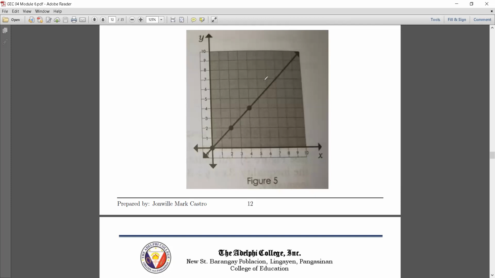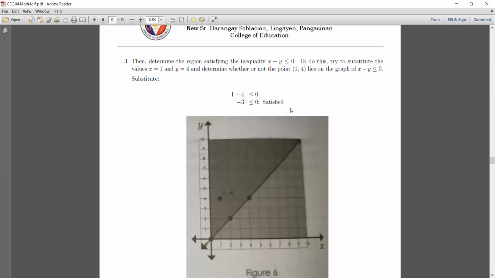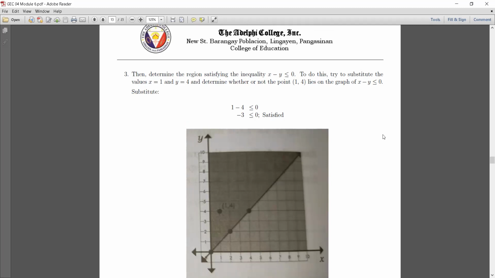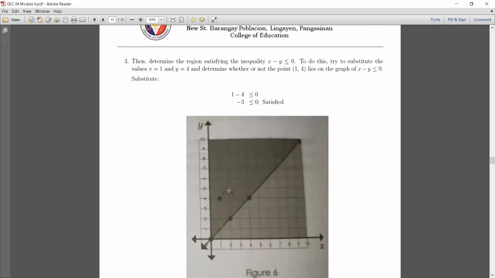So, try natin si 1, 4. So, nasaan si 1, 4 dito? So, 1, 4. Andito si 1, 4. Okay. So, substitute natin sa inequality, we have 1 minus 4 less than or equal to 0. So, we have negative 3 less than or equal to 0, which is true. Ibig sabihin, yung side kung nasaan si 1, 4, yun yung shaded part. So, yun yung region na hinanap natin.